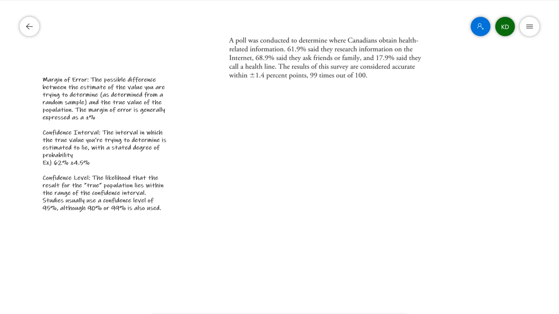First, what we want to look at is identifying what the margin of error is. So the margin of error is this plus or minus piece. Where it says 99 times out of 100, that's referring to our confidence level.